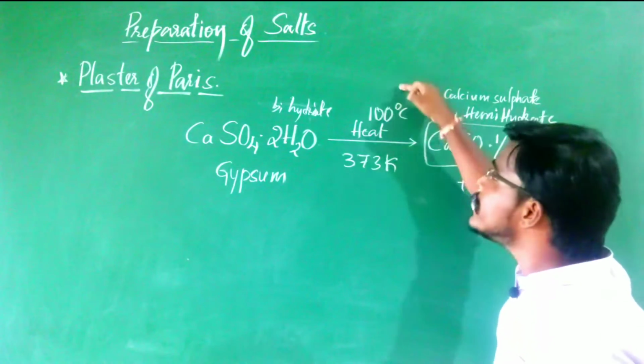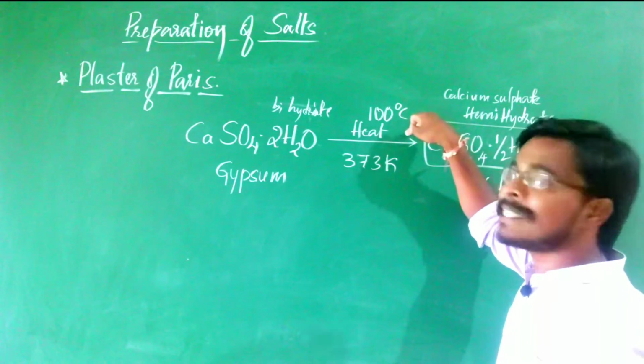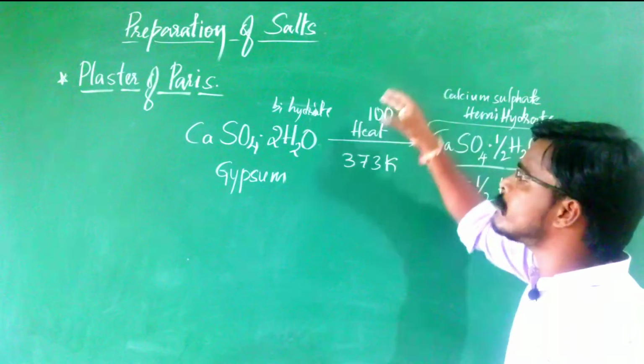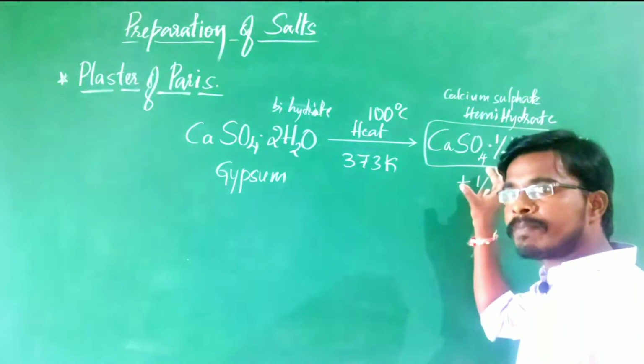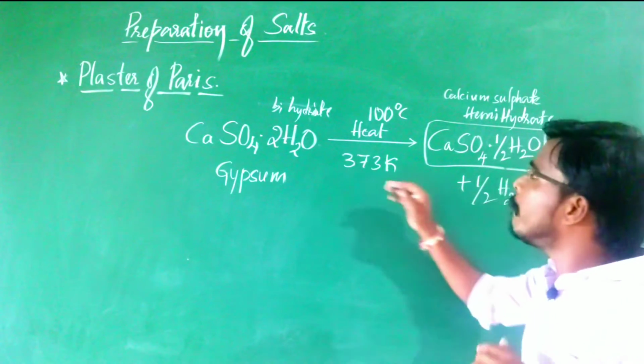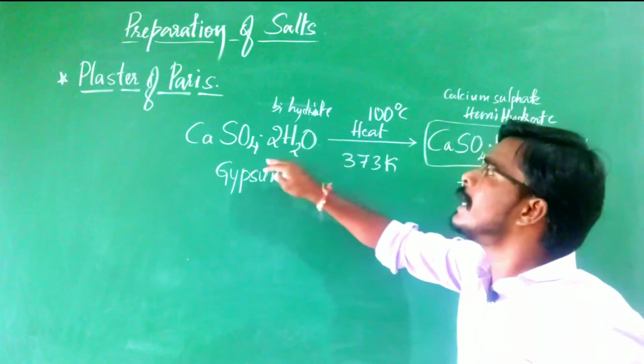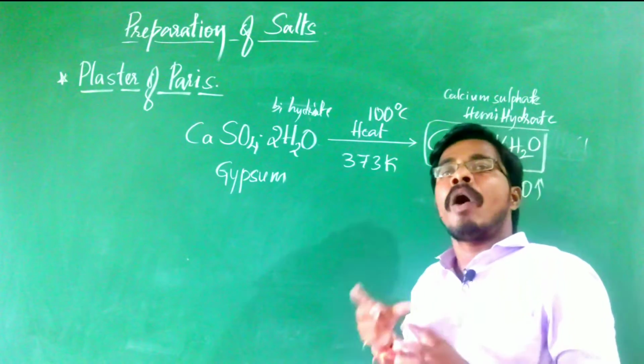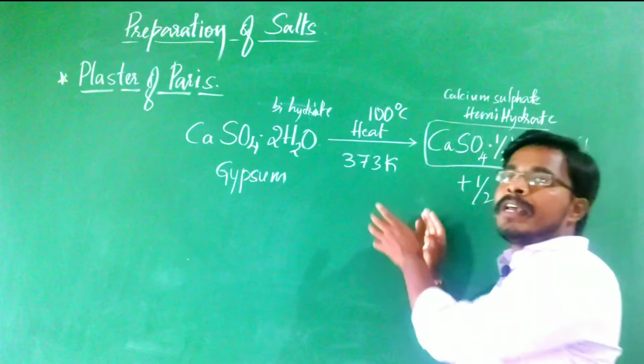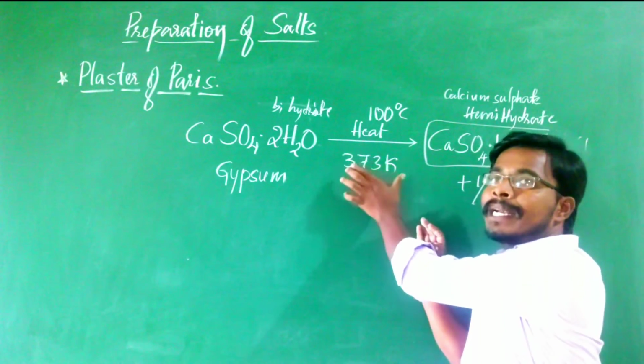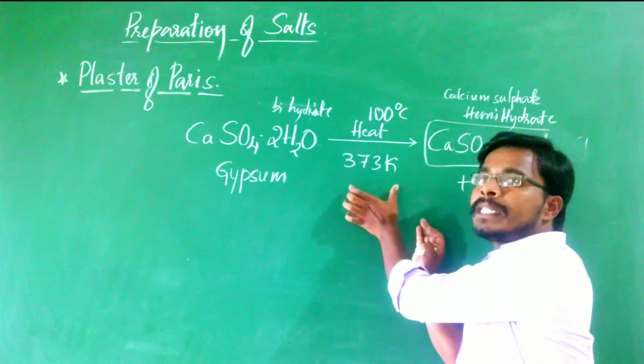If the temperature is increased more than 100 degrees Celsius, we are not going to get calcium sulfate with water molecules. Completely, the water will get evaporated and the calcium sulfate will get harder. Due to that, always fix the temperature. It should be 100 degrees Celsius or 373 Kelvin.